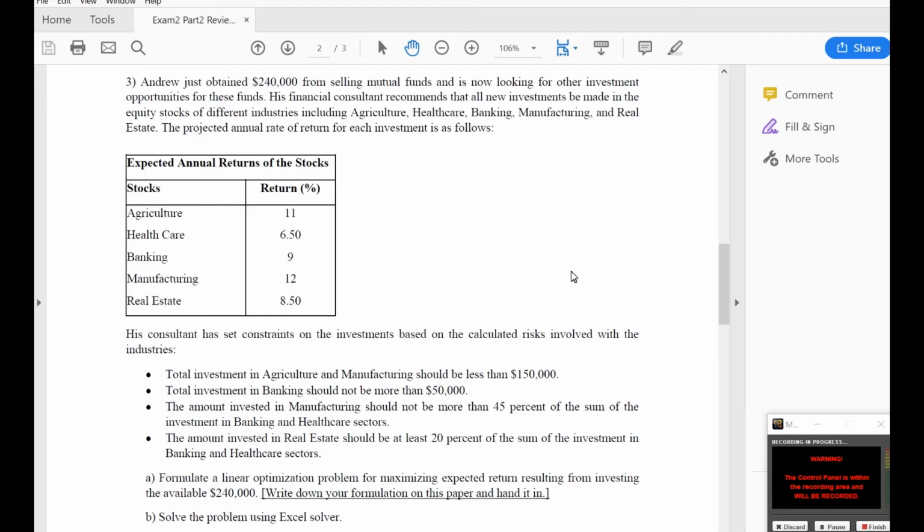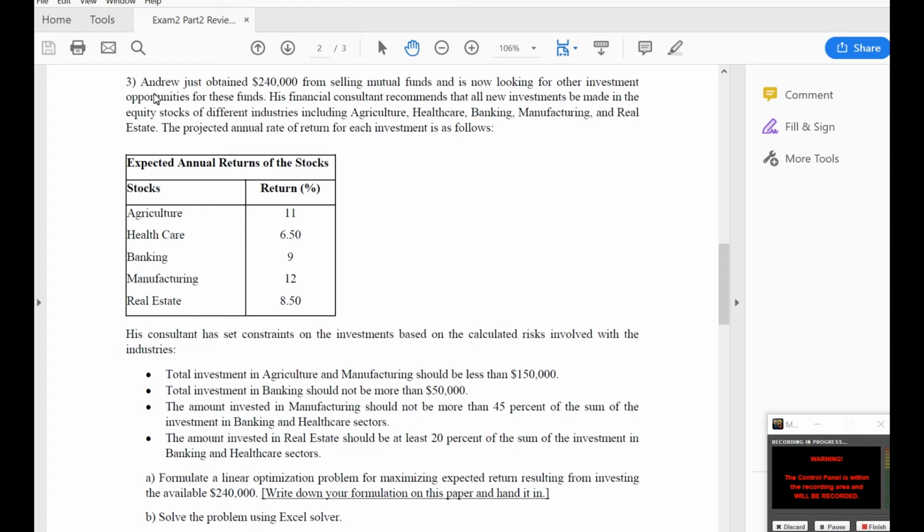So the next question is a linear programming question. In these types of questions, when we want to optimize something, the first thing is always to read through the question very carefully and to understand the decision variables, objective function, and constraints of the problem, and then write down the formulation and implement it in Excel and try to solve it using Excel Solver. So let's read through this question together.